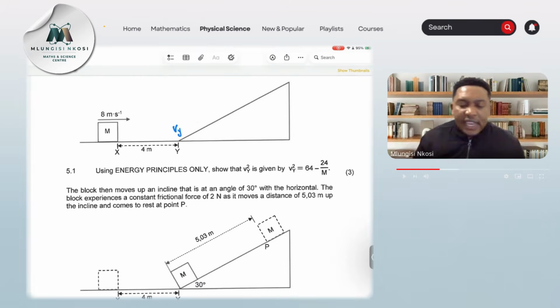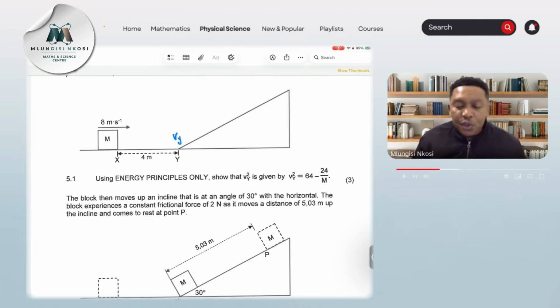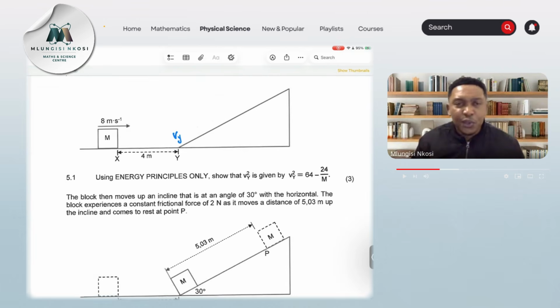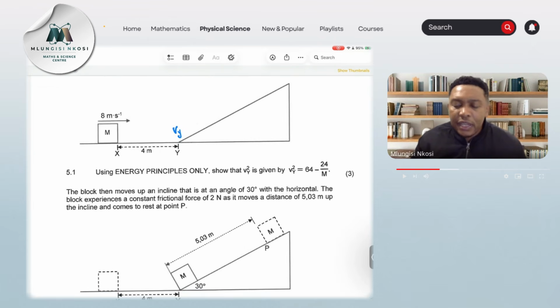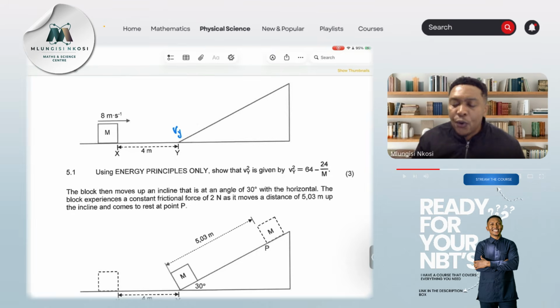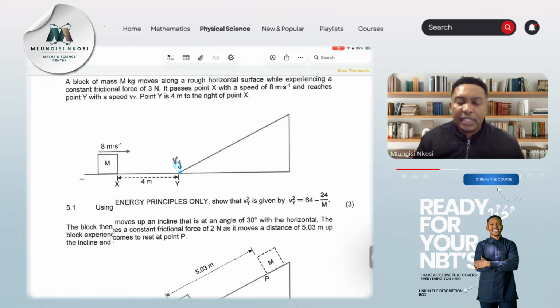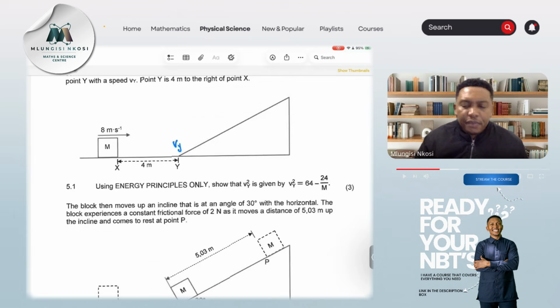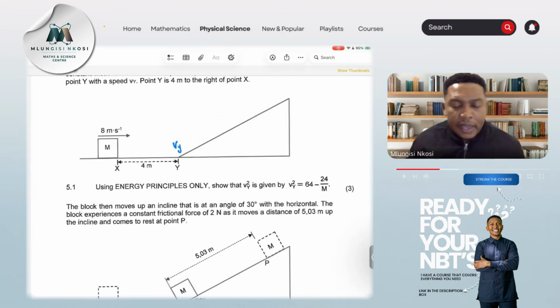So they say using energy principles only. So please, it's important for you to note that instruction. They say show that Vy squared is given by that expression: Vy squared is equal to 64 minus 24 over M. So ladies and gents, let's try and look at what happens in that case.